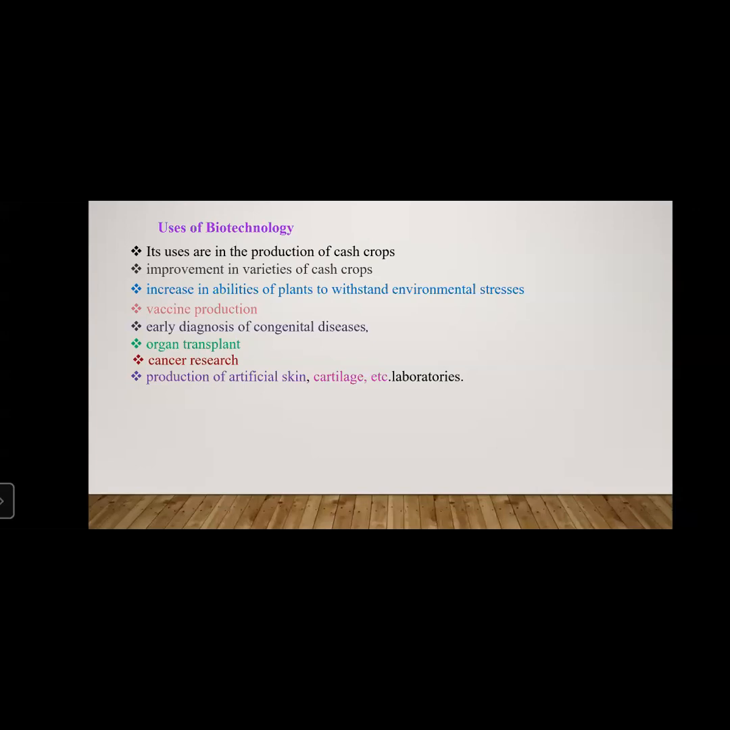What are environmental stresses? See, the climate changes anytime. It might rain, some part of the country might receive very less rain, so there are drought conditions. Sometimes there are floods. Sometimes the heat is very high. So, plants are made capable to withstand all these environmental stresses using biotechnology.